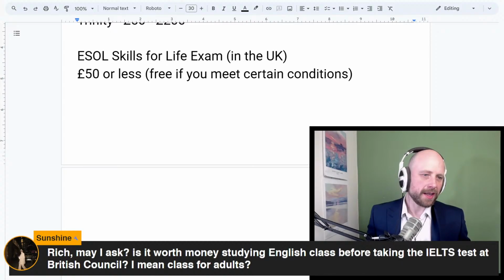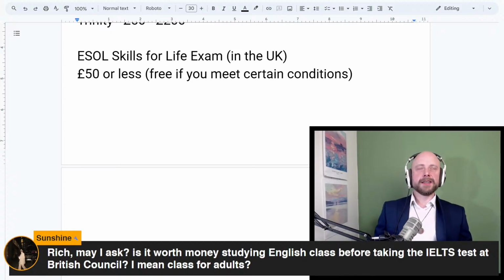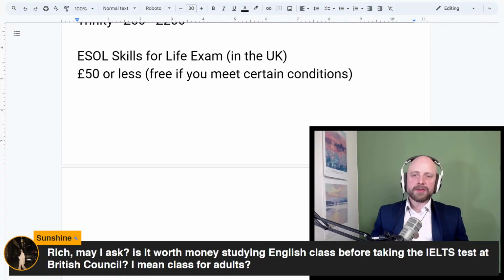Is it worth the money studying English class before taking the IELTS test at the British Council? So, Daisy, this is the thing. There is no doubt that the British Council has the best language teachers on average. That is 100% true. However, will you necessarily get a great teacher? No, but your chances are much higher at the British Council.